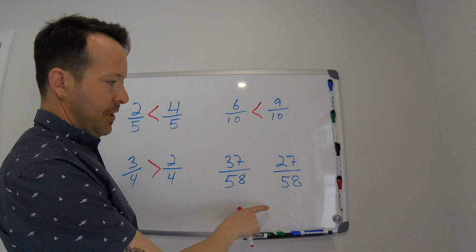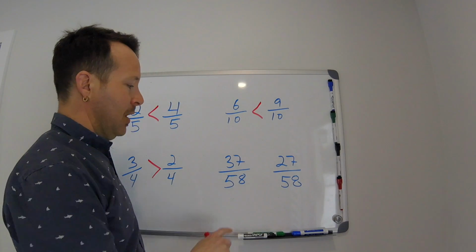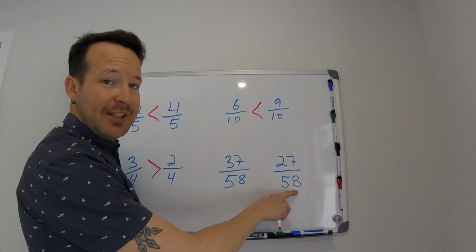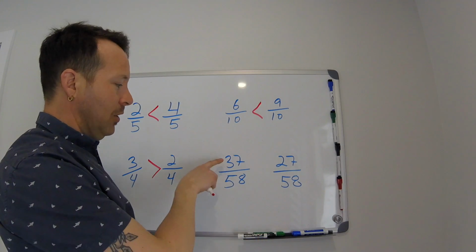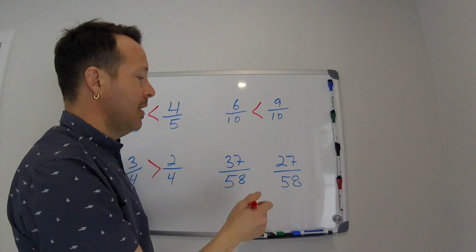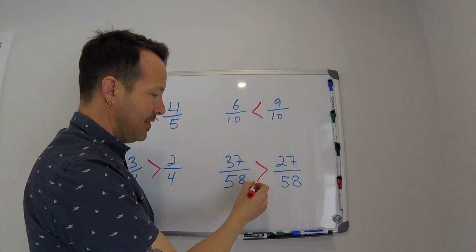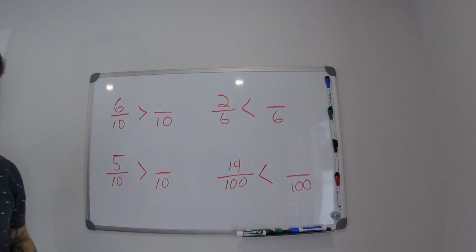And this one here, 37/58 or 27/58. Remember, the denominators are the same, so we don't even really have to look at them anymore. We look at our numerators, and 37 is greater than 27. So 37/58 is greater than 27/58.